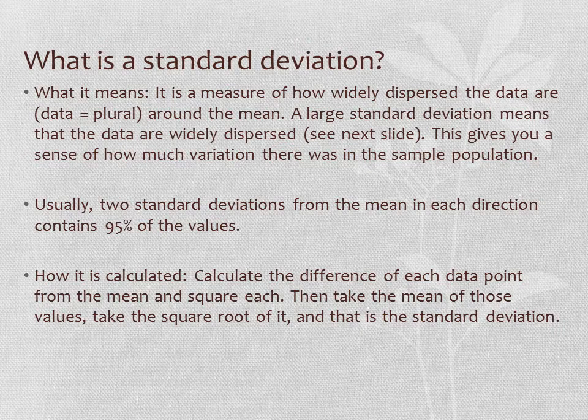And how it's calculated is we calculate the difference of each data point from the mean and square each difference. And then you take the mean of those values, take the square root of the mean, and that's the standard deviation. I'll take you through it in a minute. This is helpful not only in research, but in many clinical tests like lab tests. 2 standard deviations from the mean is considered sort of the normal value.